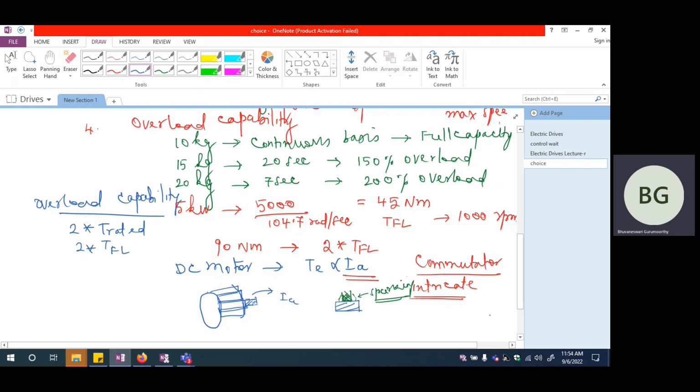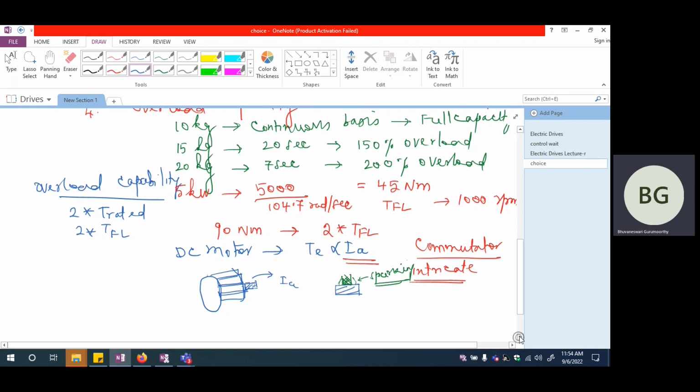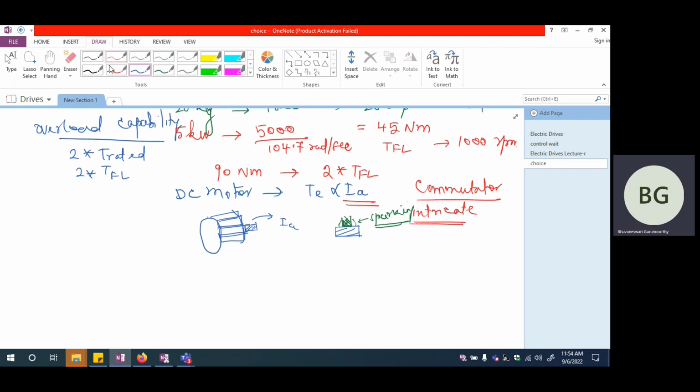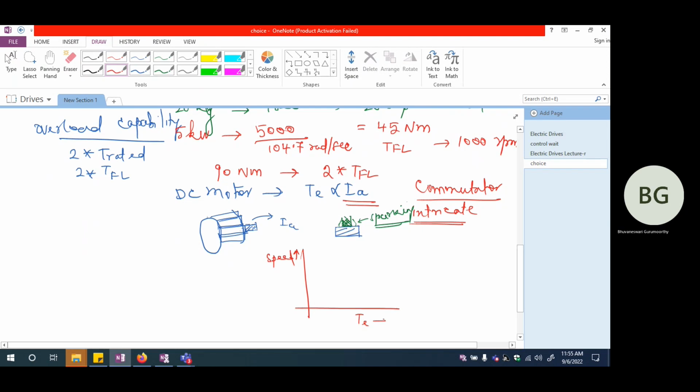Whereas in an induction machine, if you may recall what we drew as the speed torque characteristics of an induction machine, we are going to have TE here. What is the electromagnetic torque developed by the machine? And let me draw the speed on this side and TE on the other side. So this is going to be the speed and this is going to be the torque.